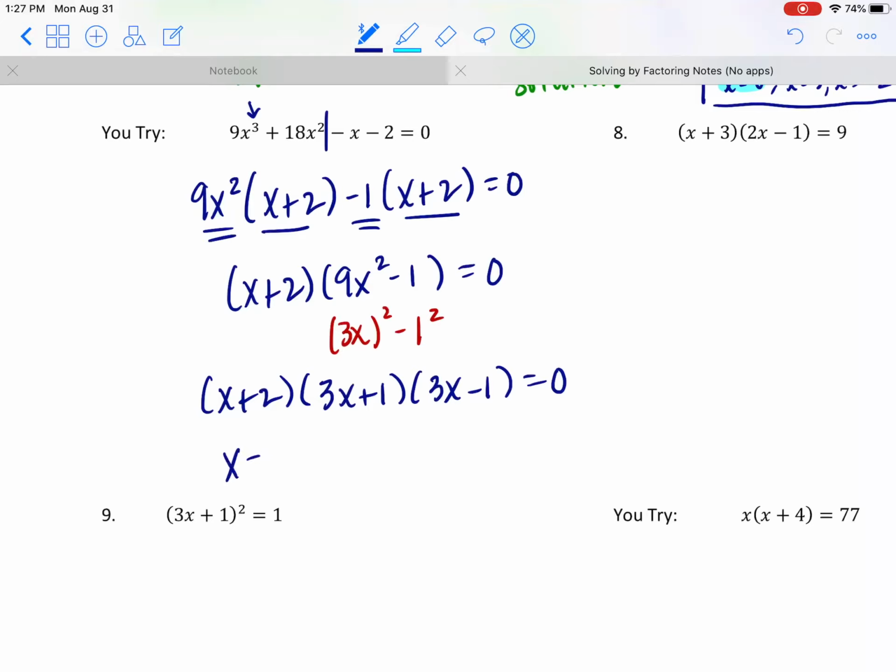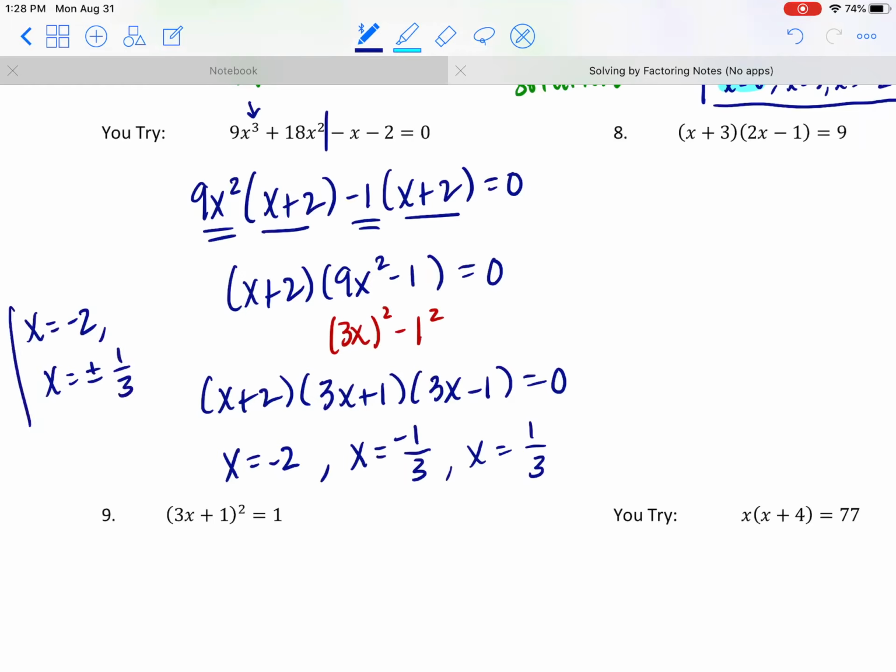So first solution, what is it that's going to cancel out that positive 2 in there? It's going to be a negative 2. And what about in the second one? Can you do that in your head? If you were solving for x here, you would have to do what first? You'd have to subtract the 1 and then divide by 3. And then in the last one, you would have to add the 1 and divide by 3. So we could say x equals negative 2 and x equals plus or minus 1/3. And those are our three solutions there.